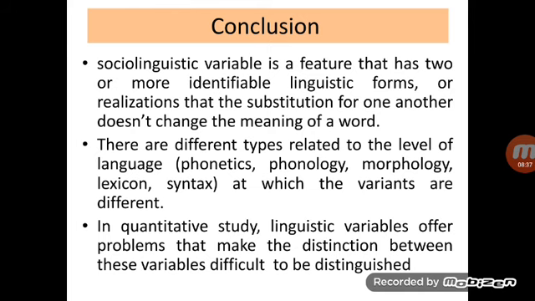And here finally, we have the conclusion. We can conclude from this study that a sociolinguistic variable is a feature that has two or more identifiable linguistic forms or realizations, and that the substitution of one for another doesn't change the meaning of a word. Second, there are different types related to the level of language: phonetics, phonology, morphology, lexical, and syntax, at which these variants are different. And finally, in a quantitative study, linguistic variables pose problems that make the distinction between these variables difficult.